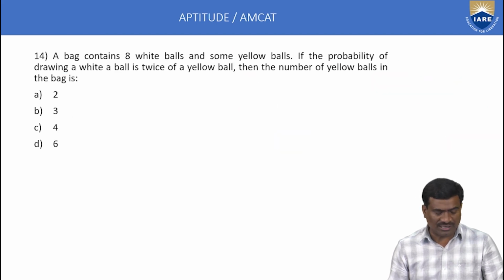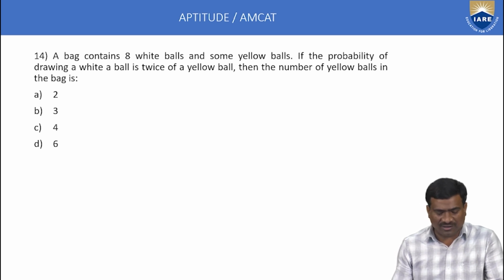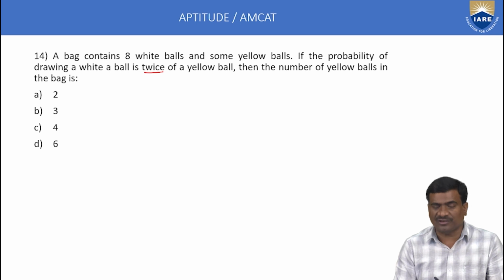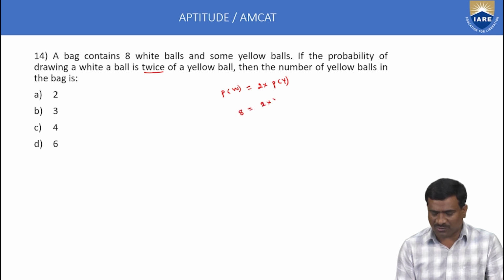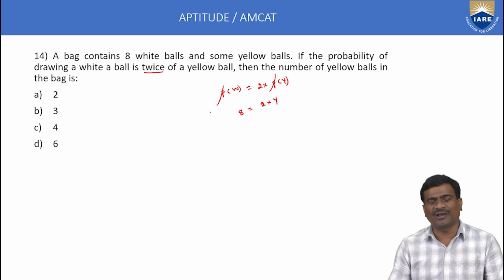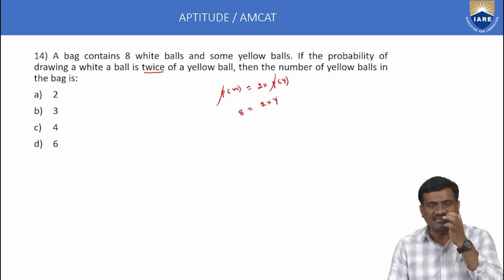Next, the 14th example, probability. A bag contains 8 white balls and some yellow balls. If the probability of a white ball is twice that of a yellow ball, there is an easy method. The probability of a white ball is equal to twice the probability of yellow. But the number of white balls is 8. So 8 is equal to 2 into y, because the probability on both sides cancels.